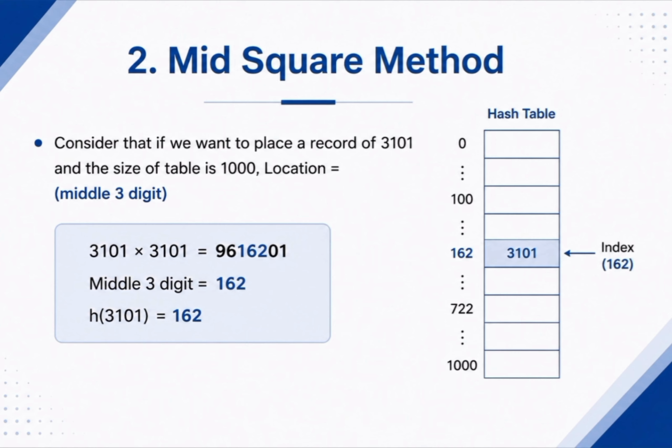Let's see how this works with an example. Our key is 3101. First we square it, which gives 9616201. Since the table size is 1000, we need a 3-digit index, so we take the middle 3 digits, which are 162. Therefore, the hash function returns 162 and the key is stored at index 162 in the table.